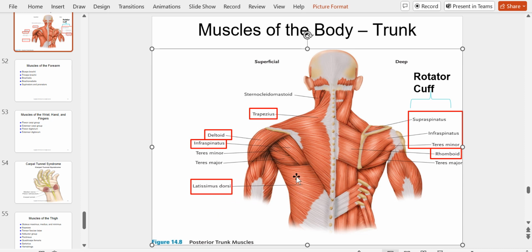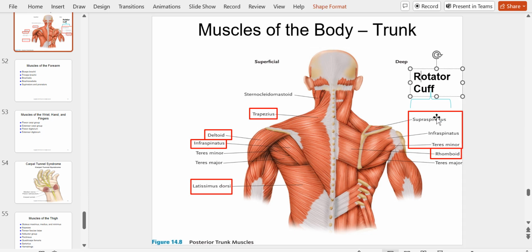Latissimus dorsi, that's these ones here. Huge, meaty muscles there at the side. Your deltoid here is your shoulder. Trapezius here at the back. Your rotator cuff, okay, is made of these three muscles there: supraspinatus, infraspinatus, and teres minor. Okay, your rhomboids here, they're in the center of your back there on either side of your spine.